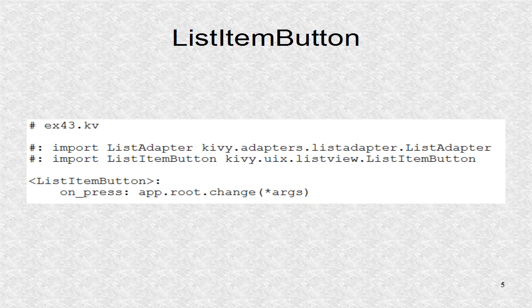5. In the Kivy file, we need two imports. The first is for the list adapter, which is needed to connect to the Python list. The second import is required since we want each of the list items to be selectable and based on the button. A rule is defined for list item button to go to the change function when a press is detected.